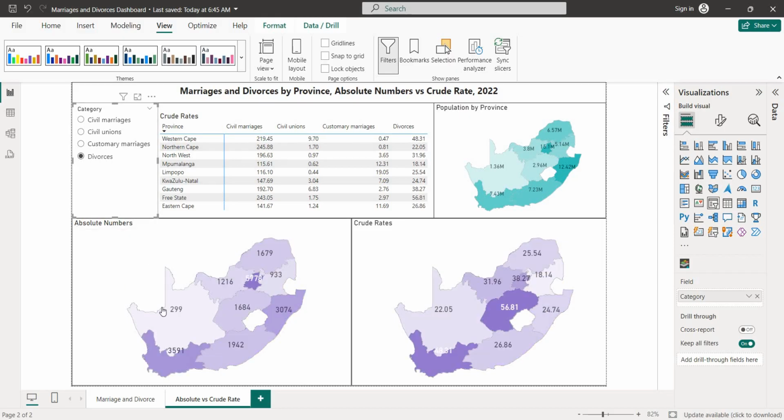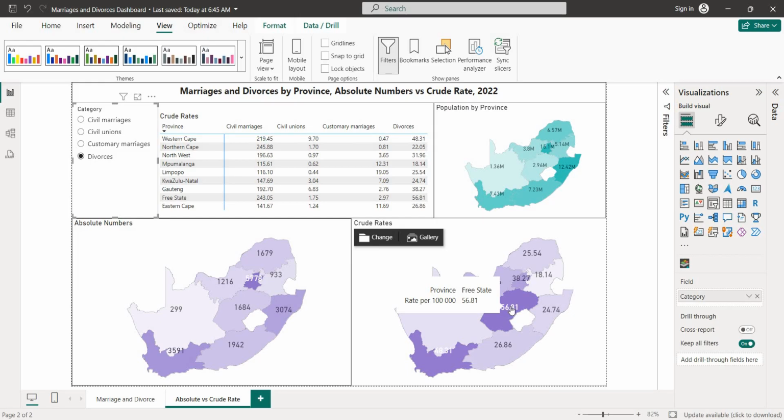And finally, having a look at the divorces. Again, from the absolute side, we are seeing the Western Cape, Gauteng, and KZN having the highest number of divorces. And this is clearly a consequence of them having greater population numbers, because when we switch over to the rates, we see that Gauteng and KZN have dropped off and given way to Western Cape still being there, but now the Free State being the number one in terms of crude divorce rates.